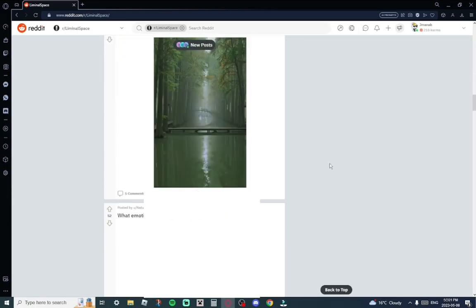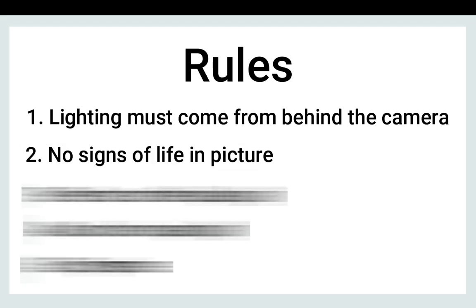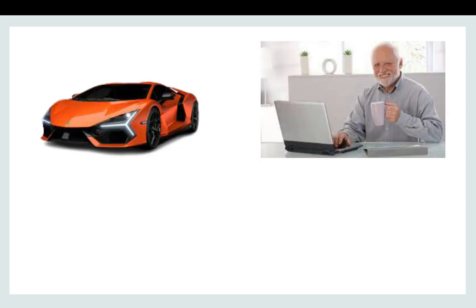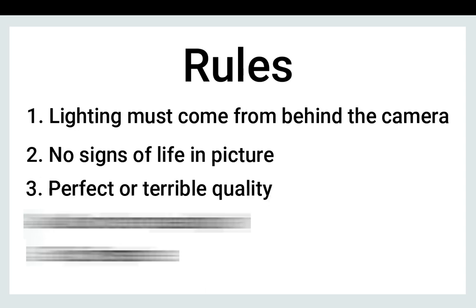Think fast, chuckle nuts! Rule number 2. There can be no signs of life in the photo, whether that be a car, a person, your shadow, an animal, etc. Rule number 3.